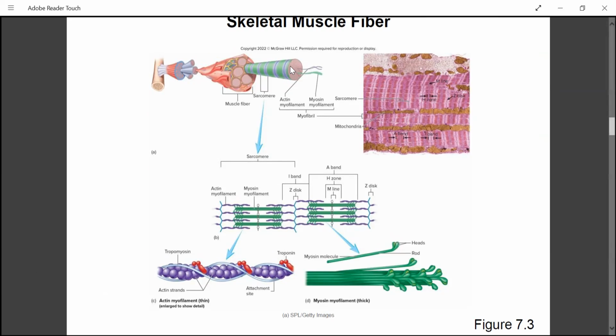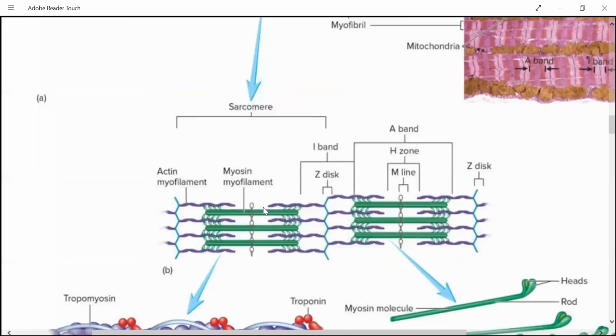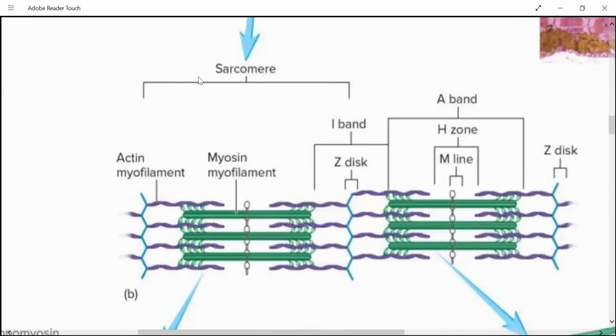So let's take a look at this. We're super zoomed in now. Remember I said a sarcomere is our functional unit of the muscle. This zigzag line here is our anchor. That's our Z disc. So Z disc to Z disc is a sarcomere. This unit here, from blue zigzag line to blue zigzag line, is one sarcomere.